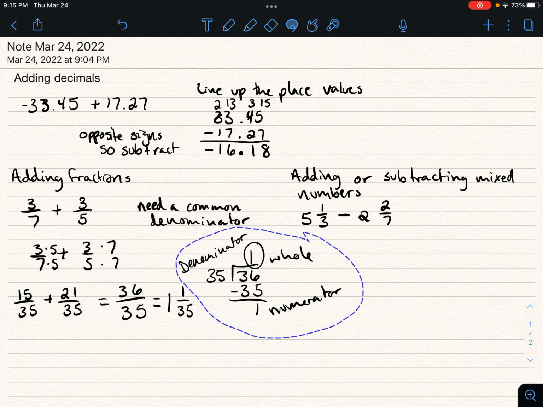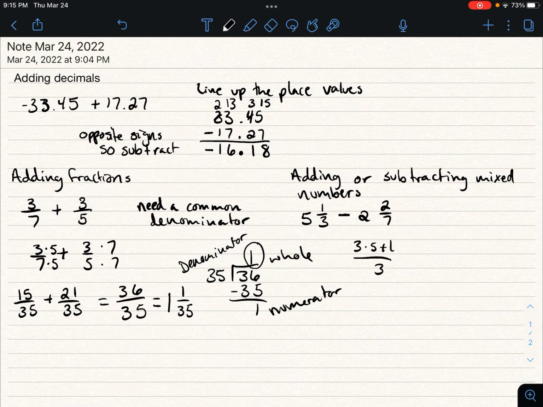All right. So it's the same thing with mixed numbers. You still need a common denominator, but before you do that, one thing you can do is convert them into improper fractions. So 3 times 5 plus 1 over 3 minus 7 times 2 plus 2 over 7. So remember, it's your denominator times your whole number plus your numerator. So this becomes 15 plus 1 is 16/3 minus 7 times 2, which is 14 plus 2 is 16/7.